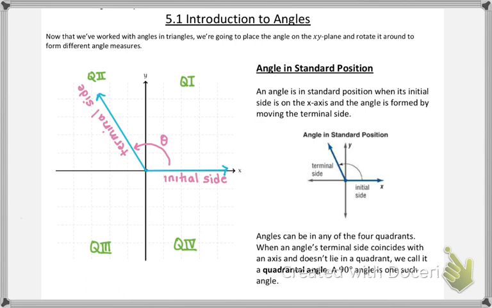So an angle can be formed in any of these quadrants, and if an angle happens to land on the x or y axis instead of being in a specific quadrant, we say that angle is quadrantal because it's in one of the axes. So a 90-degree angle is what we call a quadrantal angle. It's not in any of the quadrants. And a 180-degree angle is also called quadrantal because it's not in any of the quadrants.